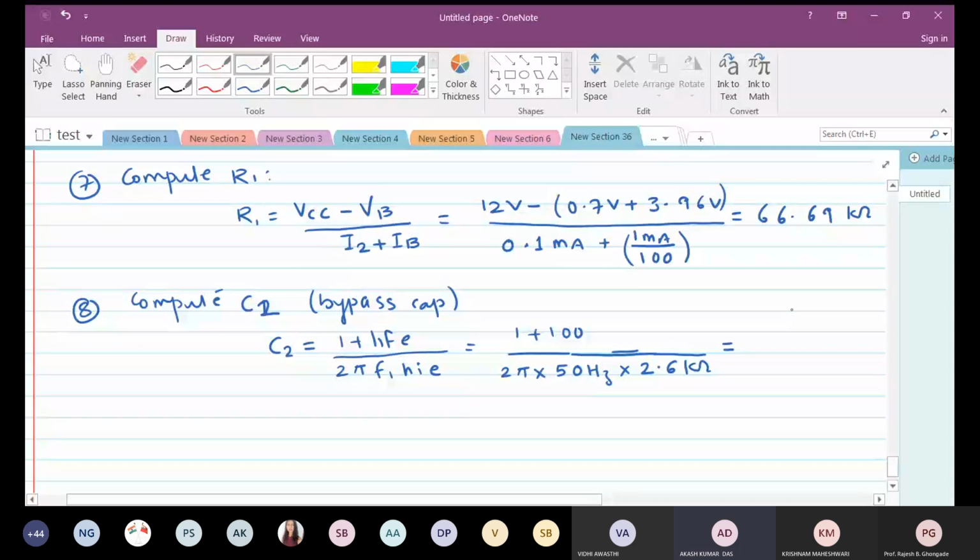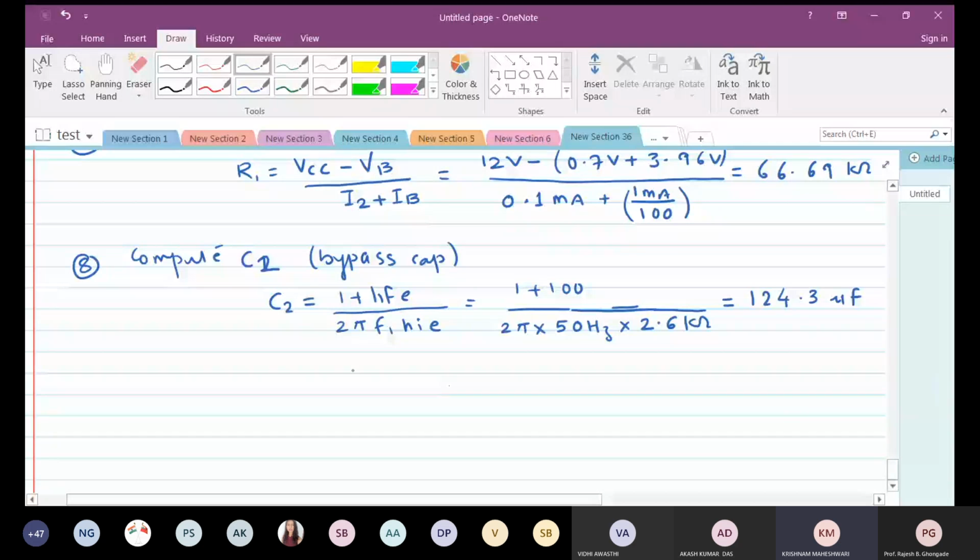Sir, 0.123 microfarad. Is it microfarad really? No, sir, 123 microfarad. Sorry, 124. 124.3 microfarad is what I am getting. Is this okay with all of you? All of you are getting the same value? Yes, sir. Approximately.